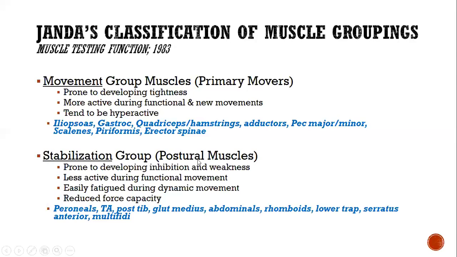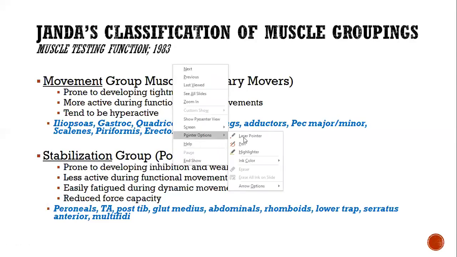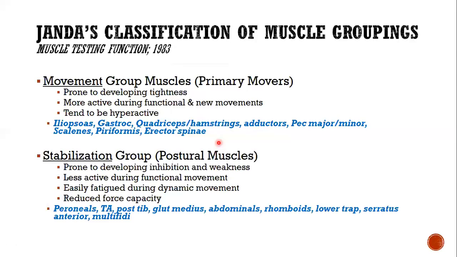Let me get out my pointer so you can see this better. This is so helpful for me, at least, because it's these stabilization muscles that are prone to developing inhibition that we most commonly treat. This is tibialis anterior, by the way. That we most commonly treat, okay? And it's these muscles that tend to be tight, dominant, overactive.